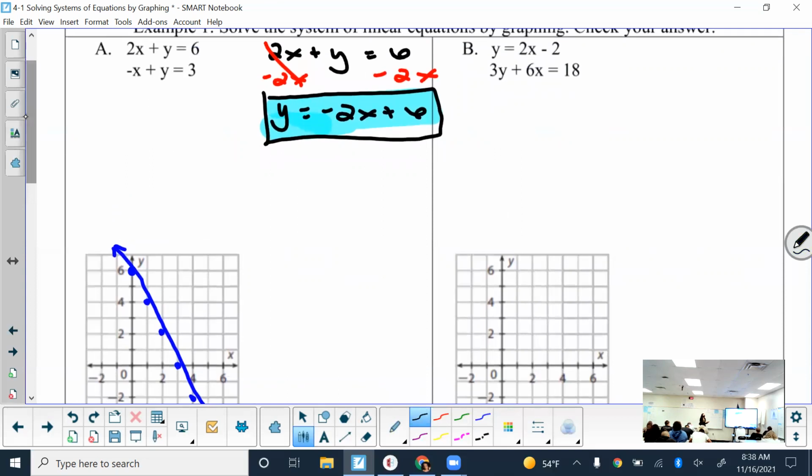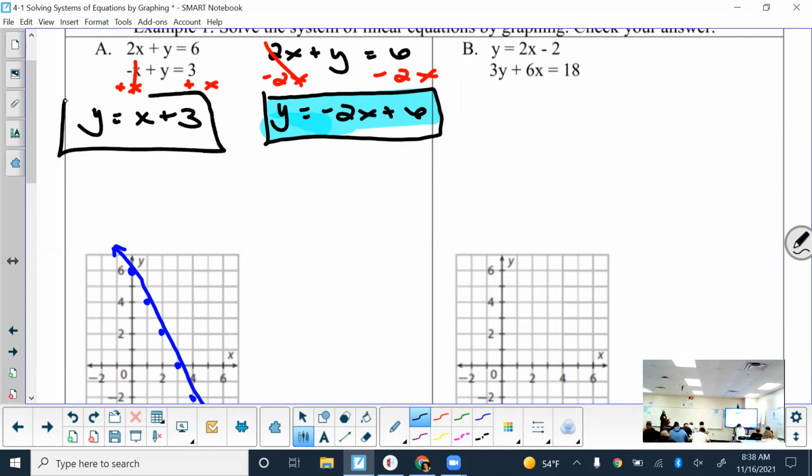All right, so now we need to graph the other one. Is the other one in slope-intercept form? How can I make it slope-intercept form? Good, this time we add x. So think just, what do I need to do to make this cancel out? So now my equation in slope-intercept form is... good, thank you. Box it up, know that you need to graph it, it's not your answer.